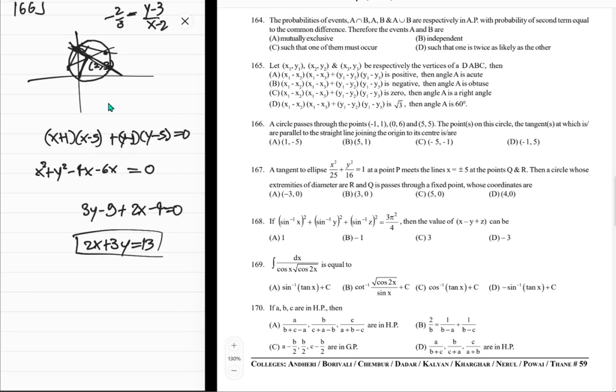Do we really have to do this? Oh wait, what? 2x plus 3y. x squared plus y squared equal to, well, it's just 2 times of that, so it's just 26.